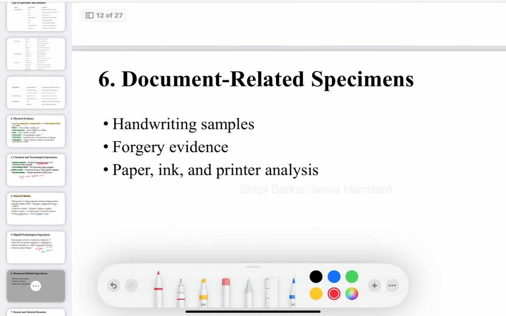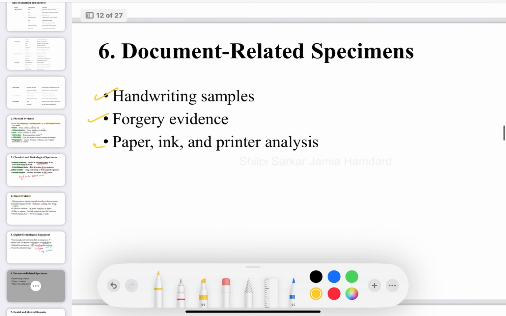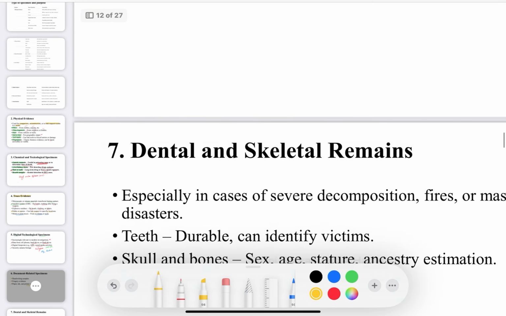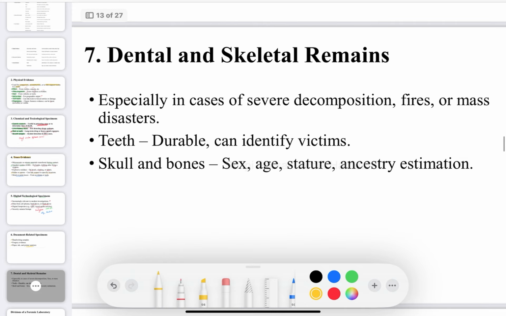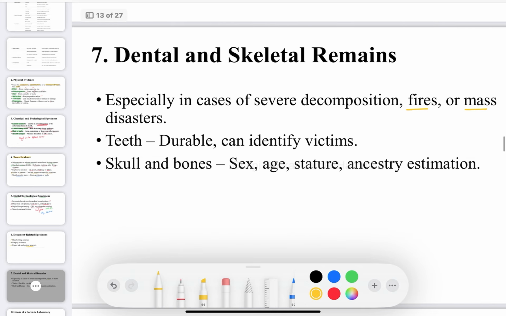Sixth one is document-related specimen. Document-related specimen can be handwriting samples or forgery evidence, paper, ink, printer analysis. And the last evidence is dental and skeletal remains, especially in cases of severe decomposition, fires, mass disasters.